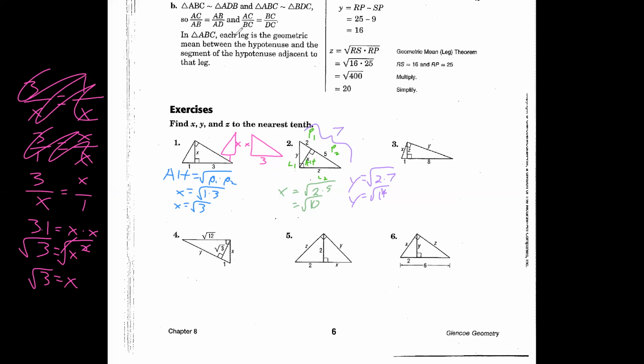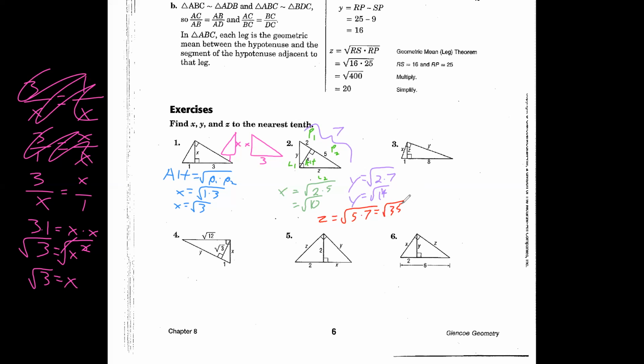So now for z, same thing. Our equation here is the adjacent part times the whole. So what's adjacent to z? 5. The whole is still 7. 5 times 7 is 35. We're done. All right. We can't simplify that one either.